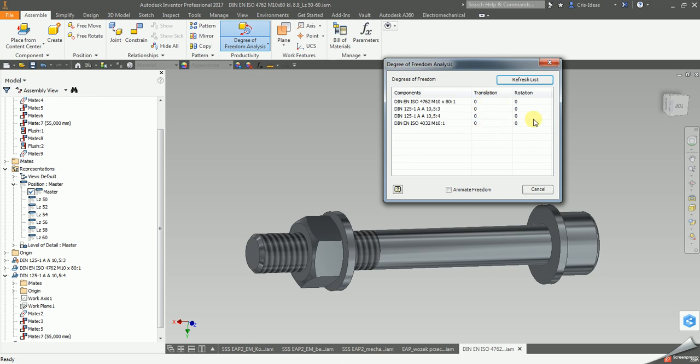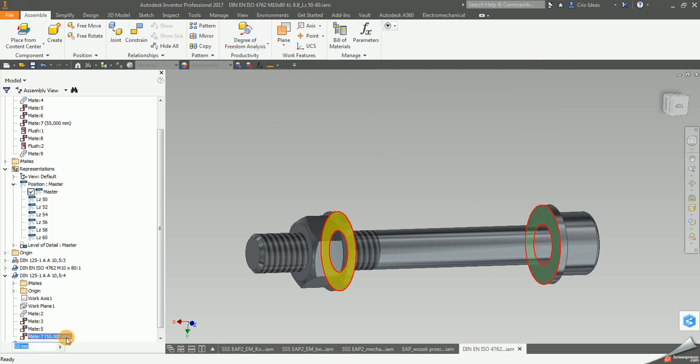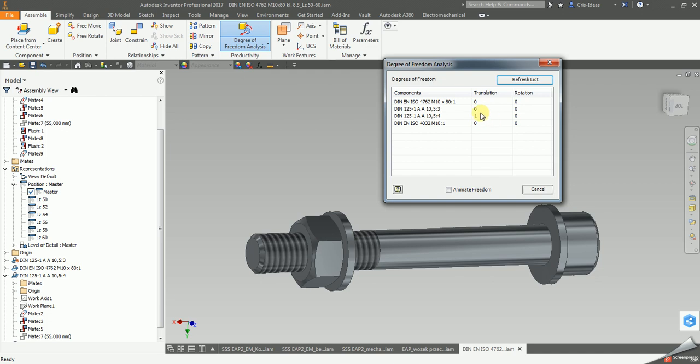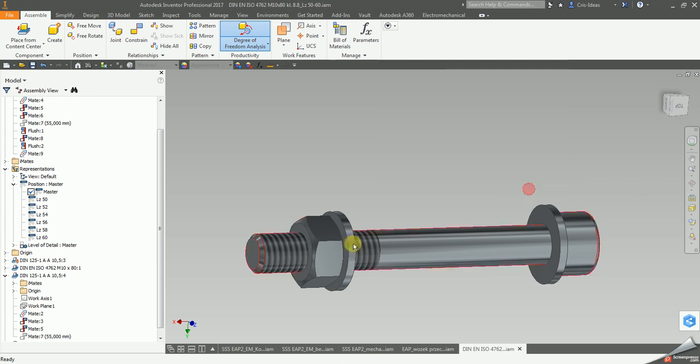shows no, three degrees of freedom. When I suppress this constraint, the analysis shows 1 degree of freedom. I am in master positional representation. This is strange because it only indicates the degree of freedom for the washer and not for the nut that goes with the washer.